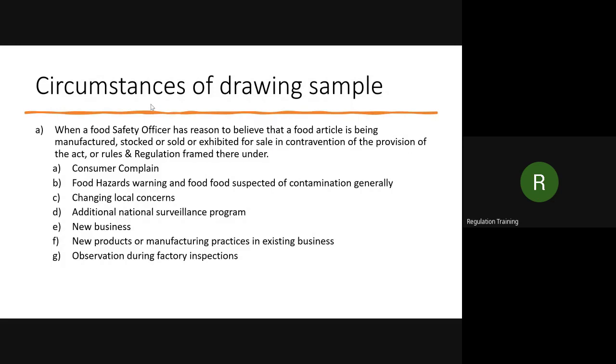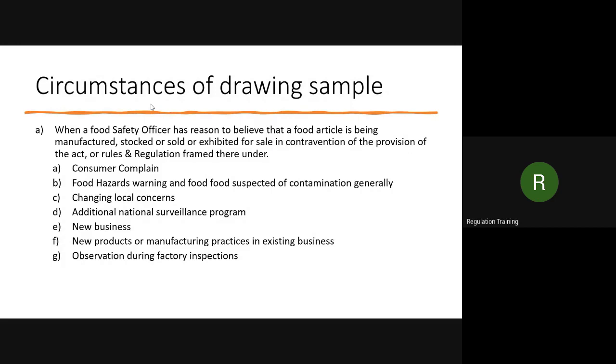So, food hazard warning. Sometimes lettuce gets contaminated with E. coli. Sometimes dal gets contaminated by some types of pesticides, and fish gets contaminated by formalin. Like these days, one drive has started to check the quality of fruits and vegetables. So one notification has come. Whenever certain notifications or communication is shared by the government regarding a particular hazard, they can collect the sample.